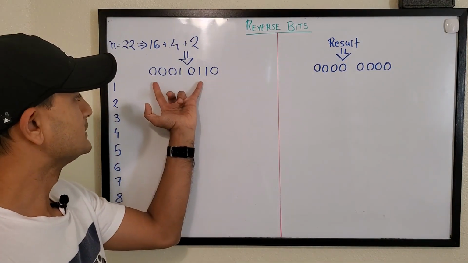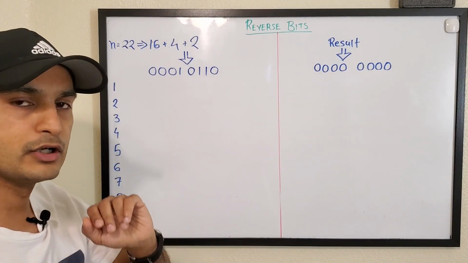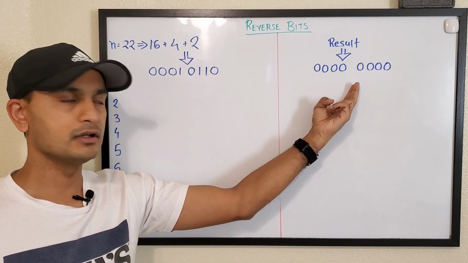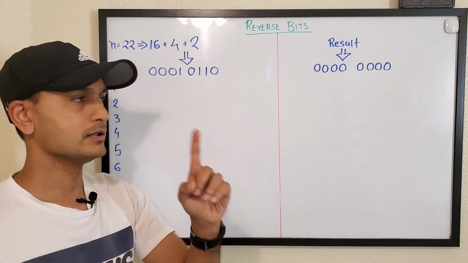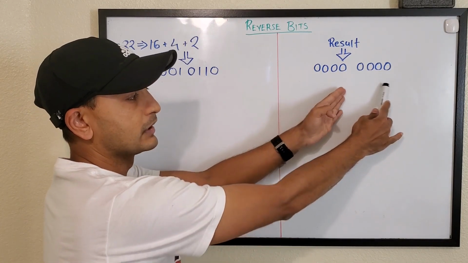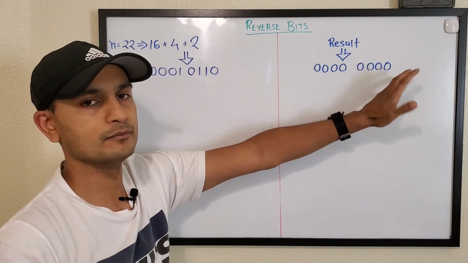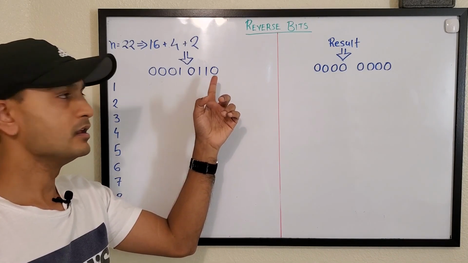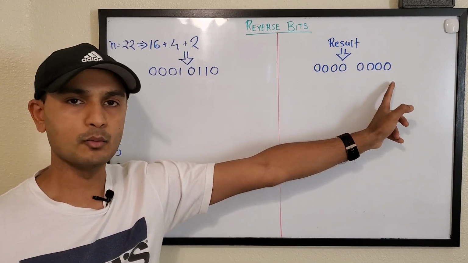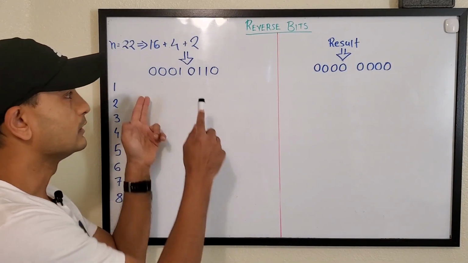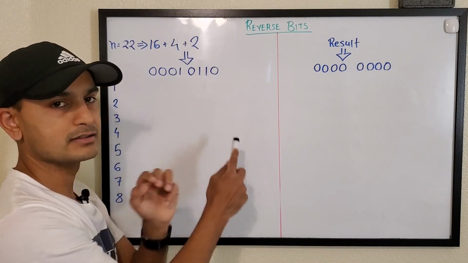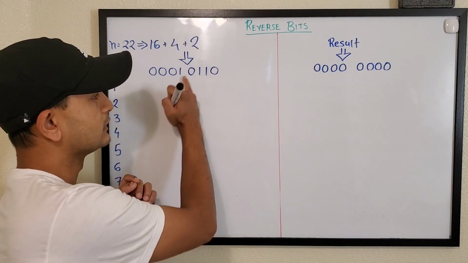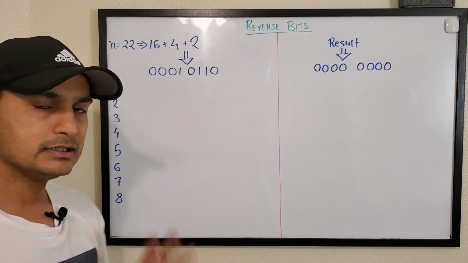Now to reverse these bits into the result, we are doing 3 steps. Step number 1, left shift result by 1 bit. So move all the bits by 1 place to the left, and the new bit would be 0 obviously. Then look up the last bit in n. If it's 1, make that bit 1 in the result. And step number 3, right shift n by 1 bit, so keep moving the bits by 1. So these are the 3 steps.